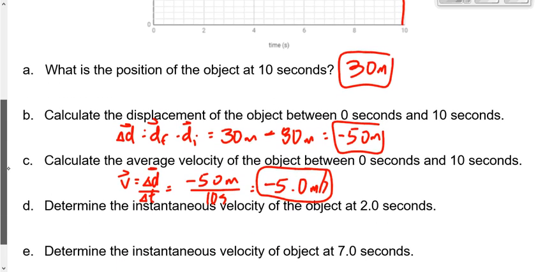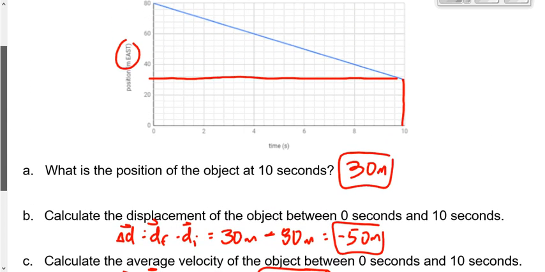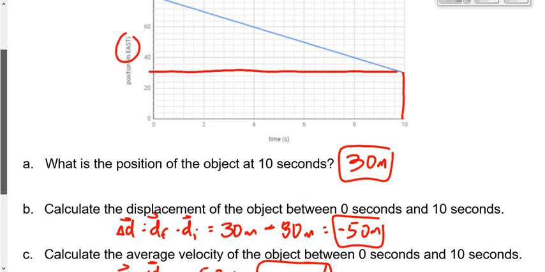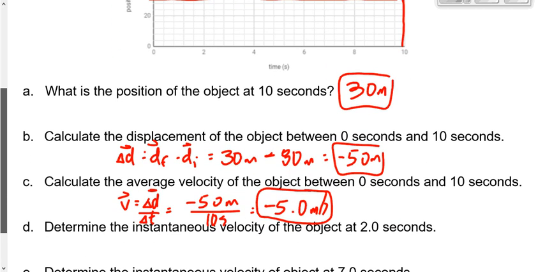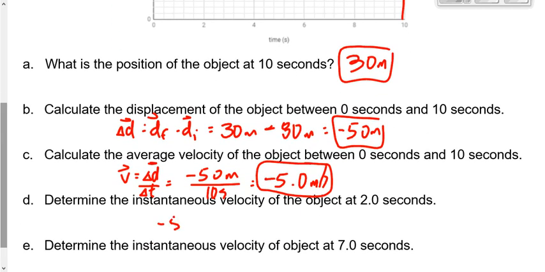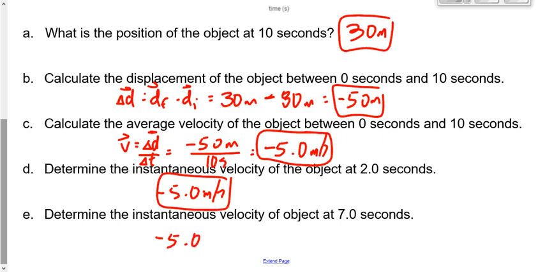The instantaneous velocity at 2 seconds. It's constant, right? It's negative 5 the whole time. So what's the instantaneous at 2 seconds? Negative 5. What's the instantaneous at 6 seconds? Negative 5. What's the instantaneous at 9.3 seconds? Negative 5. It's not changing. So the instantaneous has got to be the same as the average. 7 seconds? Negative 5 meters per second. Good? It's not crazy hard, is it?